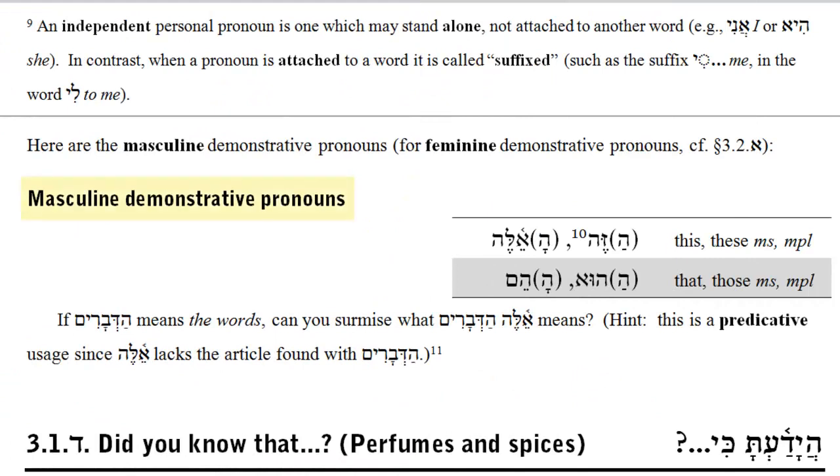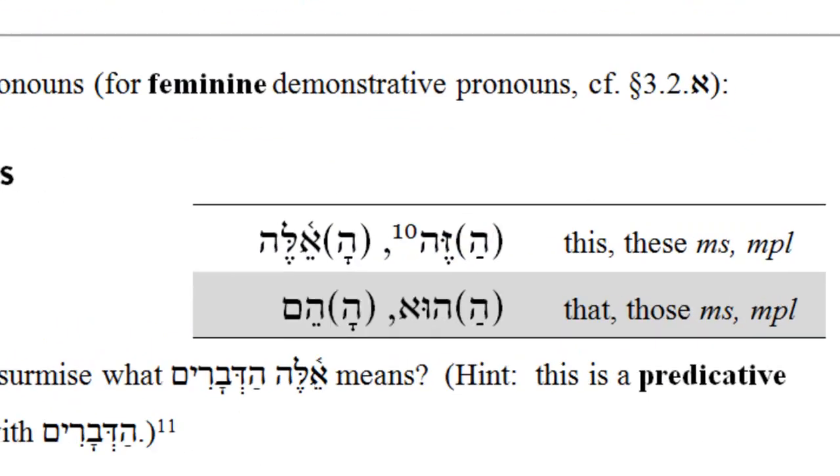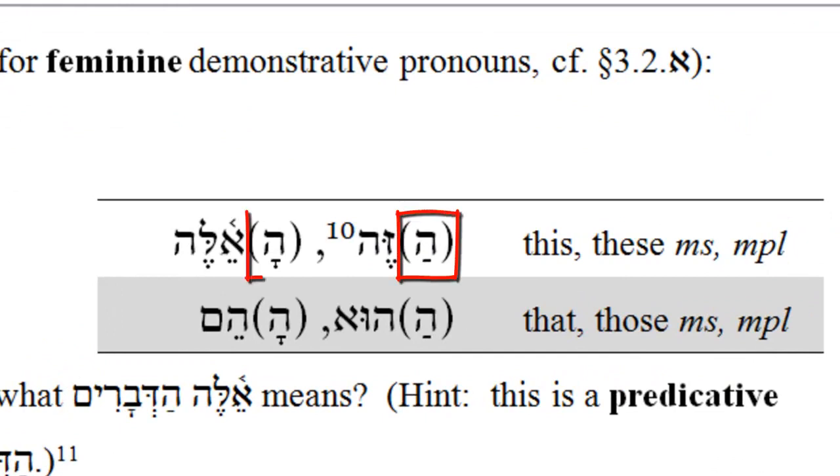Notice, first of all, the basic vocabulary. To say this, when referring to a masculine noun or object, the demonstrative pronoun is ze. If plural, these, the demonstrative pronoun is ele. In the vocabulary, you see an optional definite article supplied in case the particular expression which you're making requires it. Ze and ele, both masculine. The first is singular, the second is plural.